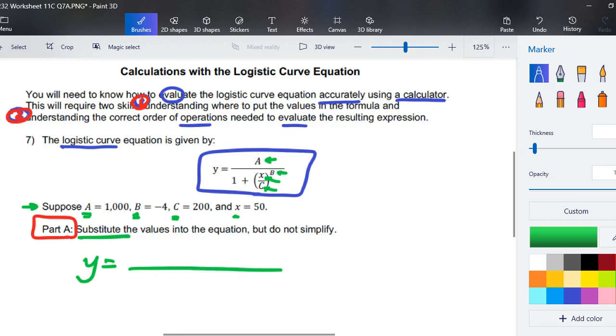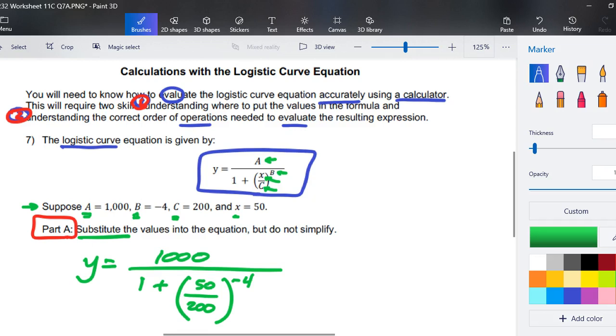I'm going to write the whole entire formula. I'm going to fudge a little bit and not rewrite it. I'm just going to start plugging in values. A is 1,000. 1 plus X is 50. Next is over a C, which is 200. And B is to the power of negative 4. So that's all it asks me to do on part A. Part A is to substitute in the values.